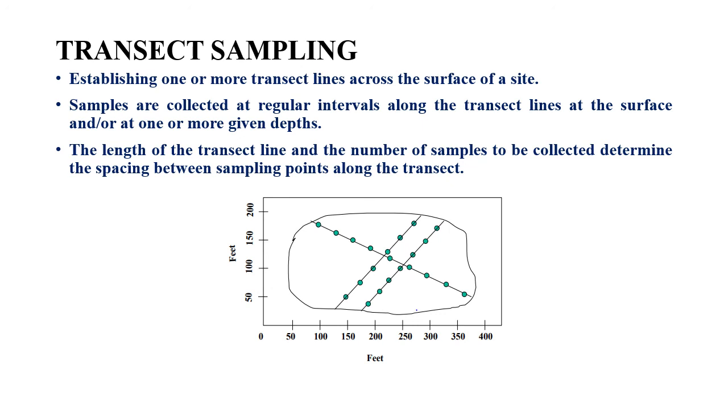So these are the different types of sampling approaches that can be adopted for a particular contaminated land, and we have also seen the different steps to be done before you make the site visit and during the site visit for a proper soil sampling procedure to be conducted.